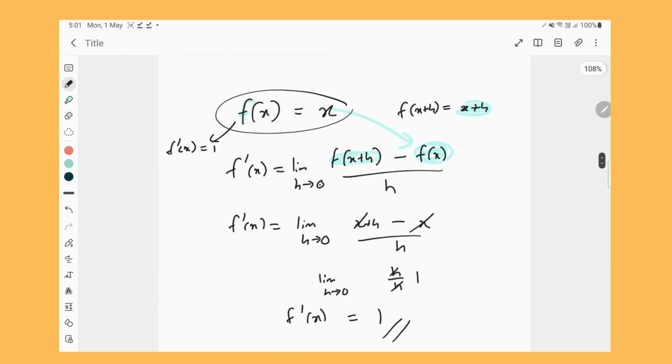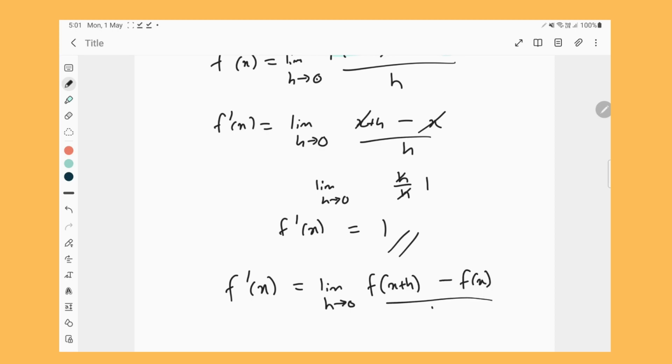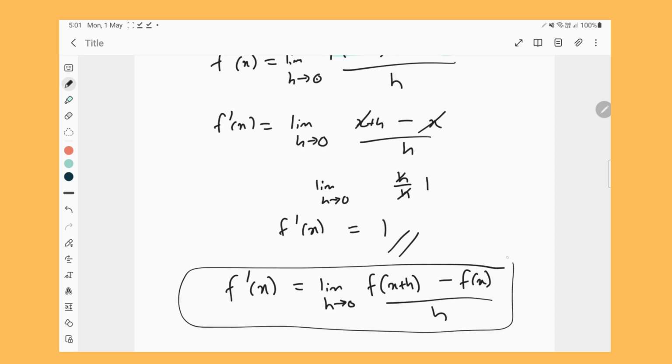Did you understand? So the general equation is f dash x is equal to limits of h goes to 0, f(x plus h) minus f(x) over h. So this is the equation for proving differential using first principles.